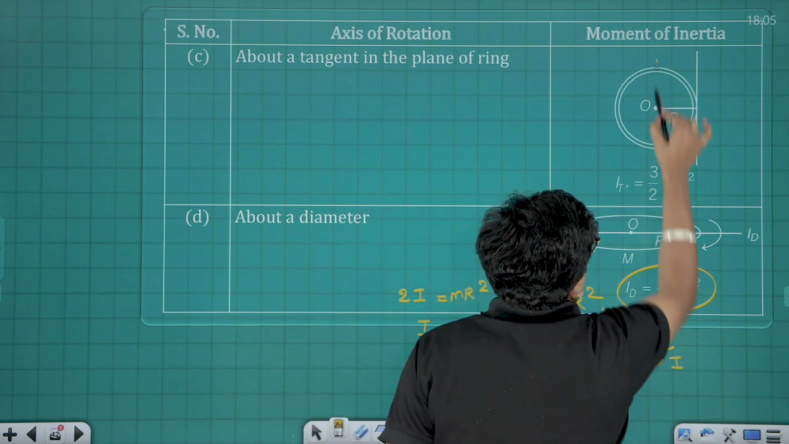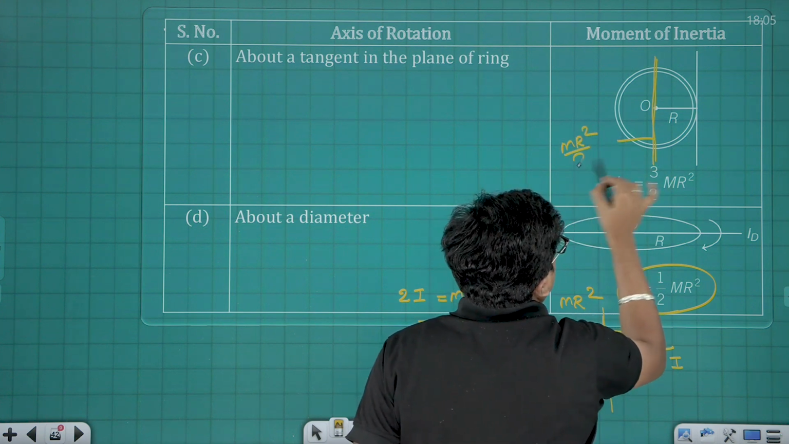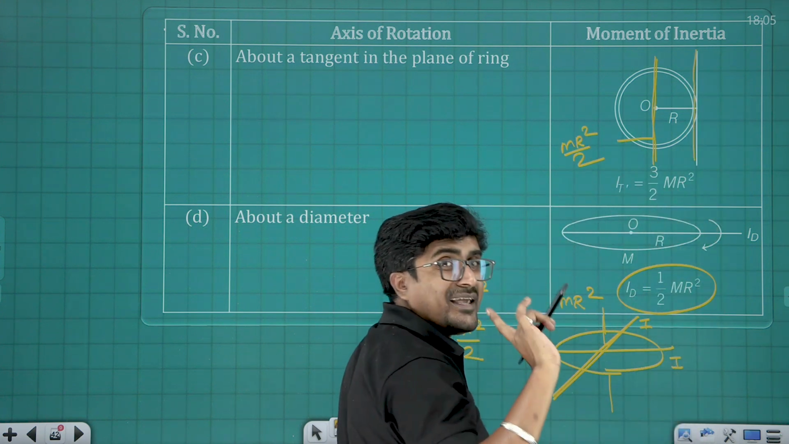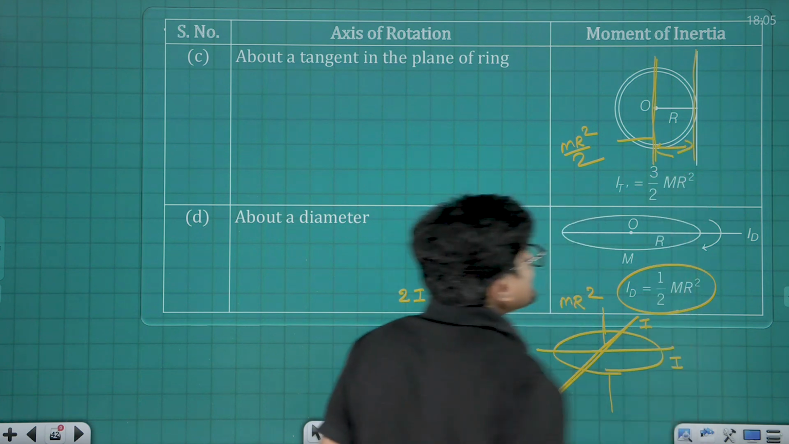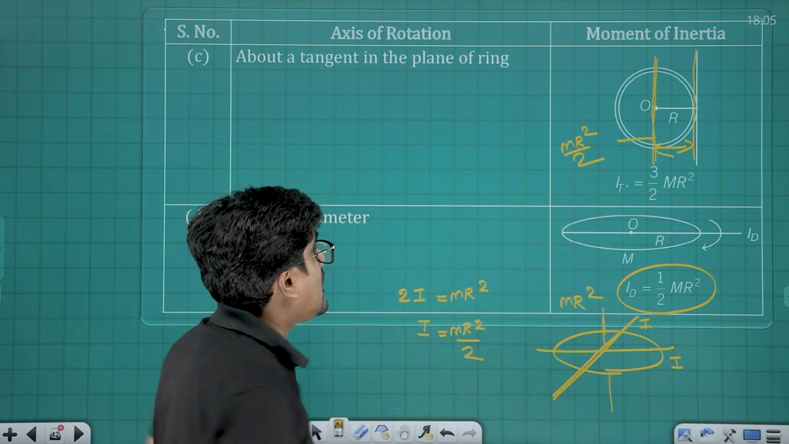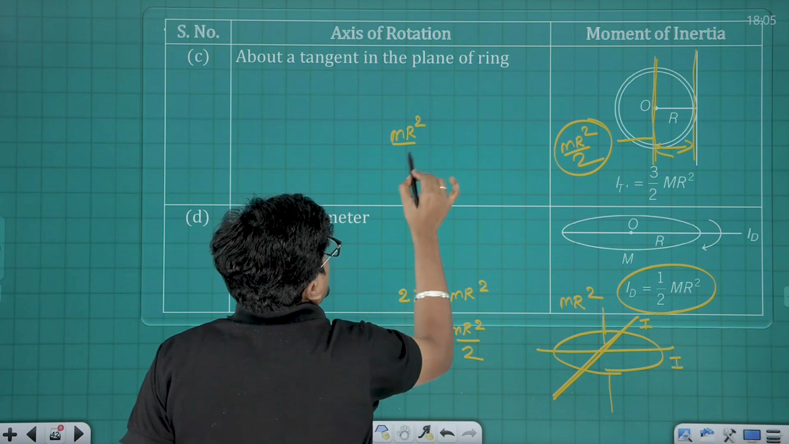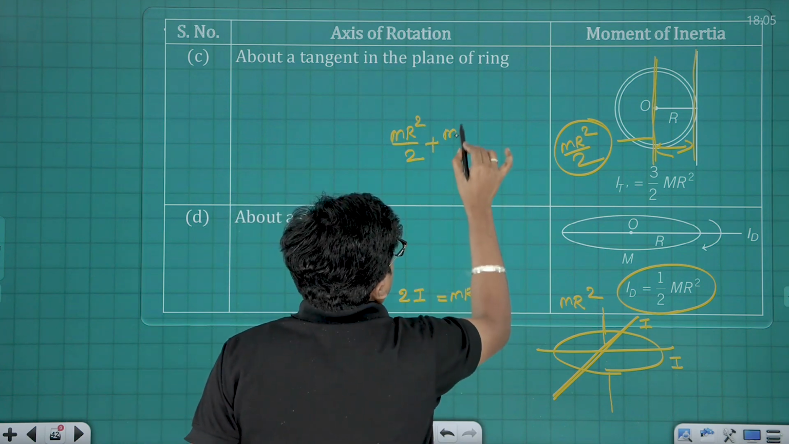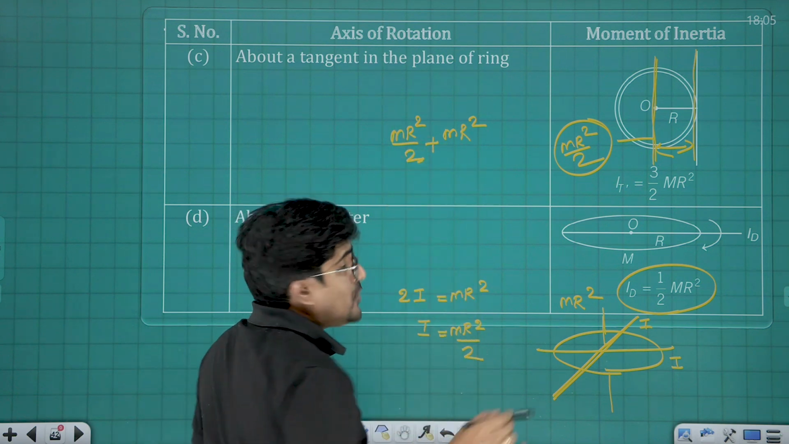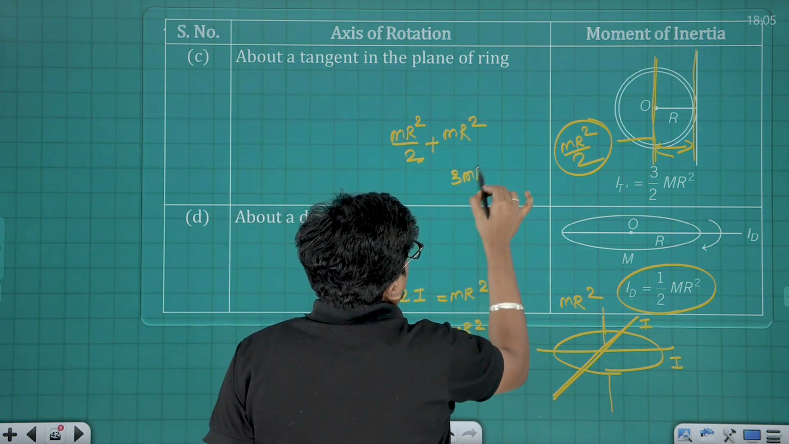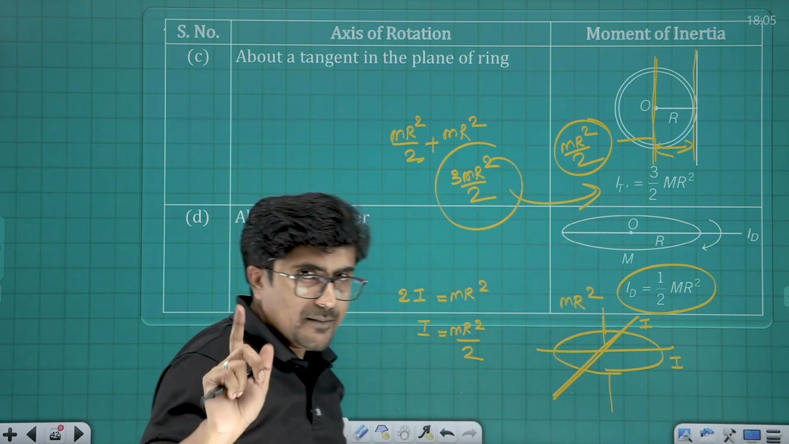Now that means I know the moment of inertia with respect to this axis. This is mr square by 2. And here this is the another one. So here again, parallel axis theorem is going to be my friend. You can see the distance of separation is R. The moment of inertia with respect to this axis is mr square by 2 plus mass m, distance of separation r square. So this is going to be 3mr square by 2. And you can see that relation here. I hope you are getting me right.